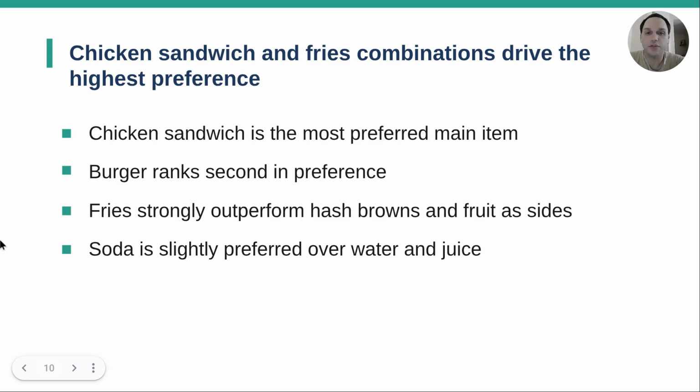Keep in mind that attribute importance and level results answer different questions. Importance tells us which category matters most overall, such as price, while level results tell us which specific option wins within a category, such as chicken sandwich over a salad. We can also examine performance within each attribute. Among main items, chicken sandwich performs best. Burgers rank second. Fries are preferred over hash browns and fruit, and soda is slightly preferred over water and juice. These findings help identify which specific features are driving choice.